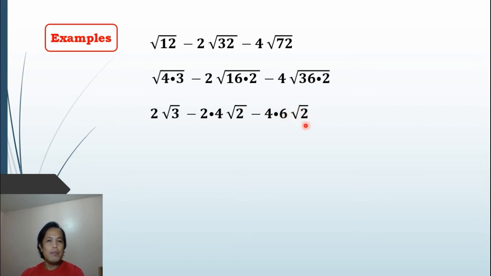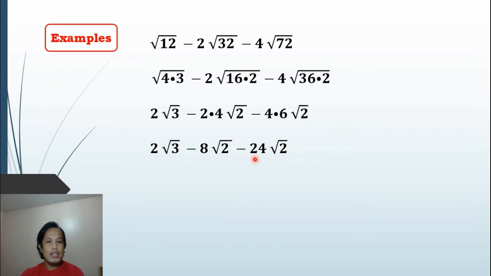Now, as you have observed, we have two radicals here which are similar. We have the square root of 2 and square root of 2. And we have here the square root of 3, which is not similar to these two radicals here. So we simplify. We copy 2 square root of 3. Then 2 times 4 is 8. We copy the radical square root of 2. Then 4 times 6 is 24. Then we copy square root of 2.